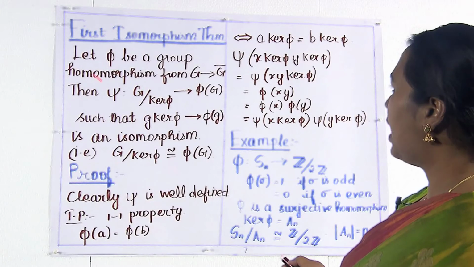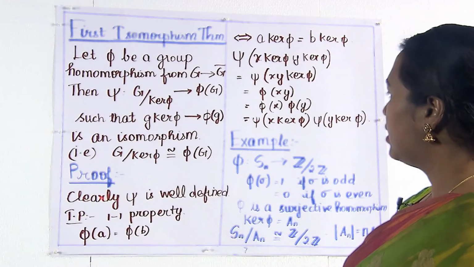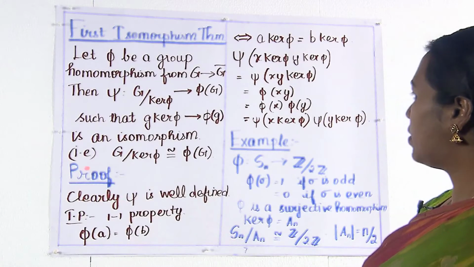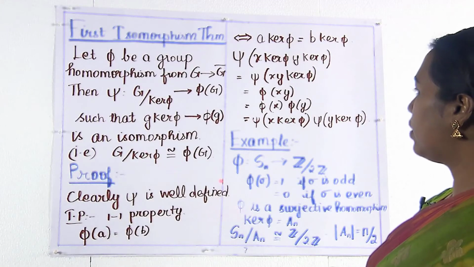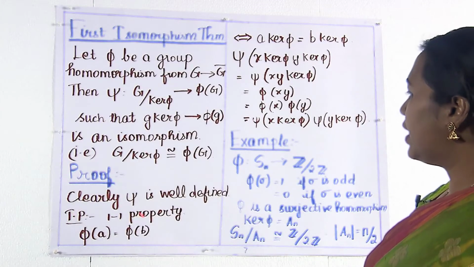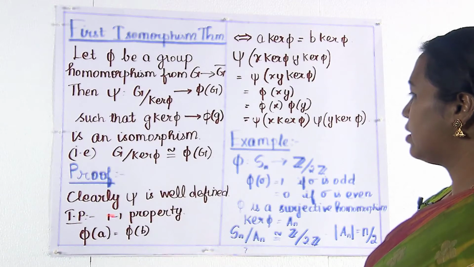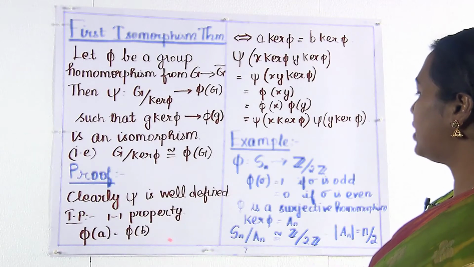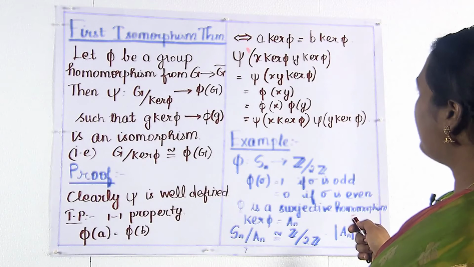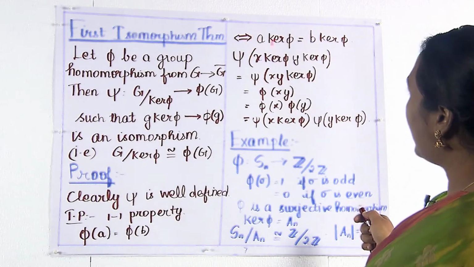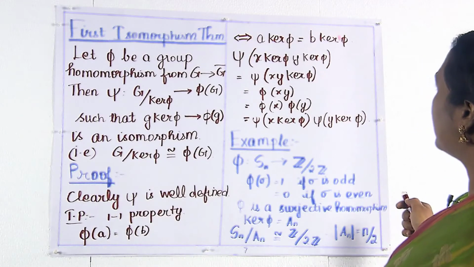Proof: first we have to show that it is well defined. Clearly ξ is well defined because the elements are going to be equally mapped. To prove that the 1-1 property exists, let us take φ(a) equal to φ(b). That implies, and is re-implied by, a ker φ equal to b ker φ.